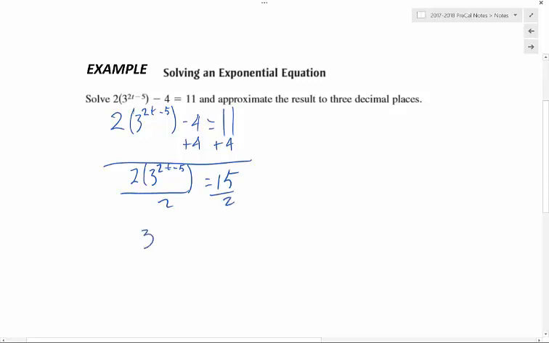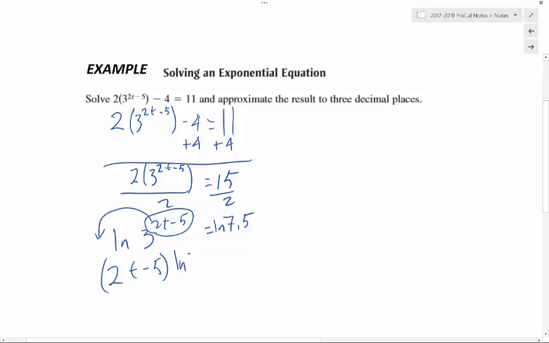Divide by 2, 3 to the 2t minus 5 power equals 7.5. Now obviously there is no simple power that we can think of in our head. So let's go ahead and take the natural log of both sides. I'm now going to roll off my log. 2t minus 5, times the natural log of 3 equals the natural log of 7.5.